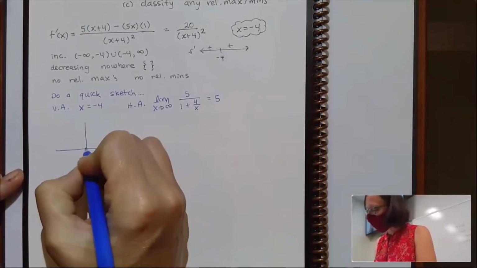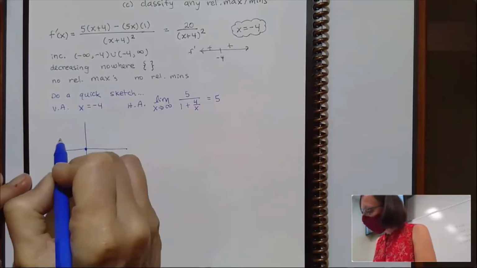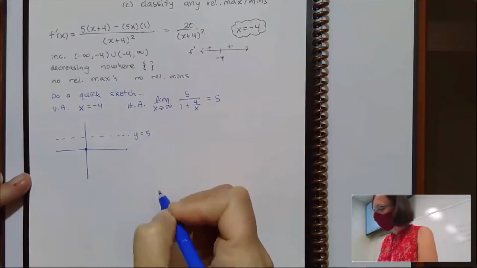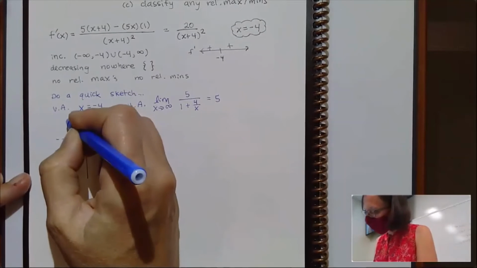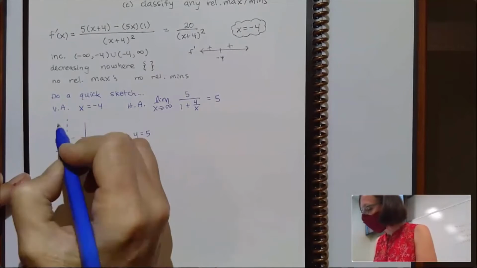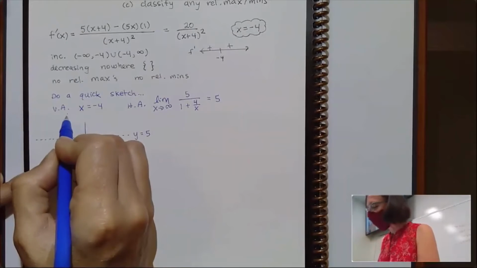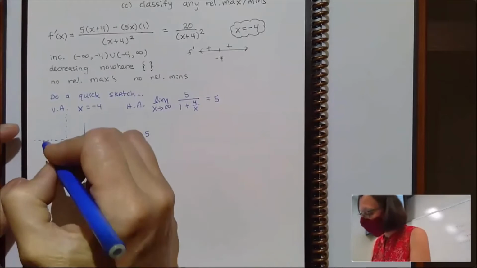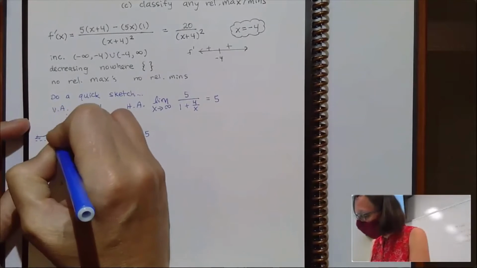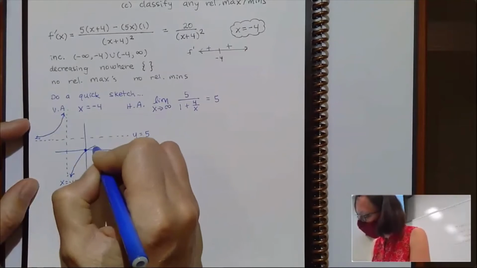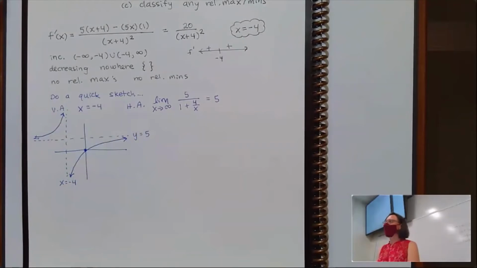So I've got intercepts at 0, 0. The horizontal asymptote up here at y equals 5. A vertical asymptote over here at x equals -4. And on top of that, I know that this function has to be increasing everywhere. So it should be increasing over here and increasing over here.